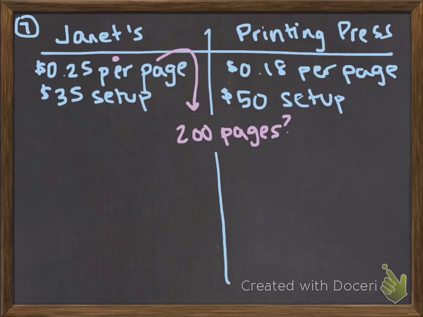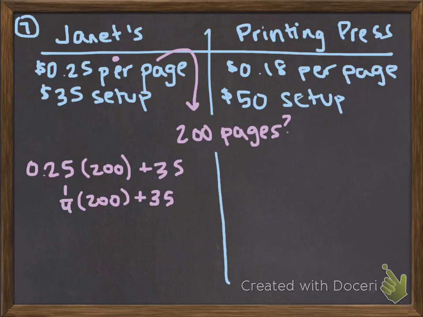That's your first step. So we're going to start by saying 25 times 200 plus the $35 setup fee. You were not allowed to use calculators on this test because the math is not too terribly difficult if you have some really good number sense strategies. For instance, I think of 25 cents as 25% or 1/4. So I'm going to say 1/4 of 200 plus 35. Well, half of 200 would be 100, and then 1/4 of 200 would be 50. So that's 50 plus 35, which equals $85 for Janet's.